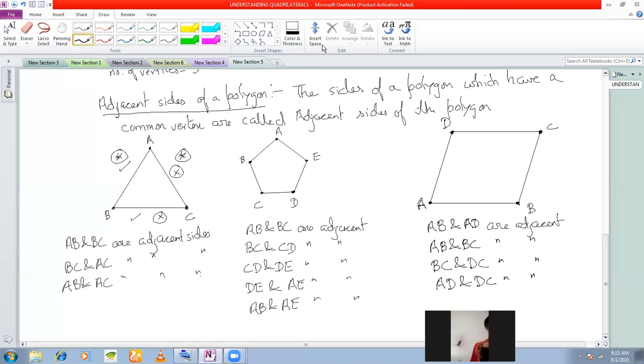Okay. So once we know the definition of adjacent sides, we shall now see what we mean by opposite sides.